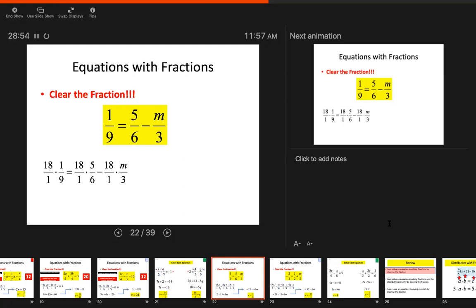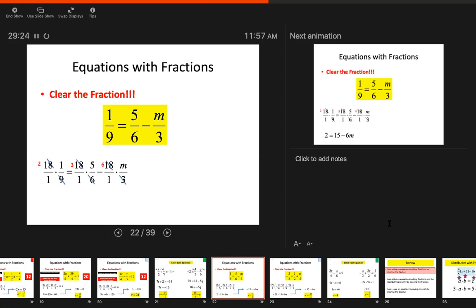Oh, looks like a lot. This is the only stuff that requires a lot of work. The only cool thing about this is you're guaranteed things will cancel because you're multiplying by the common denominator. 18 divided by 9? 18 divided by 6? Stop me if I'm going too quick. 18 divided by 3? This is the cool thing about it, you're guaranteed something will cancel. Now we just got to do the multiplication.